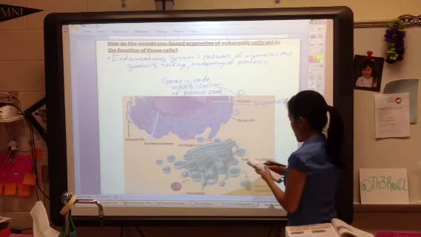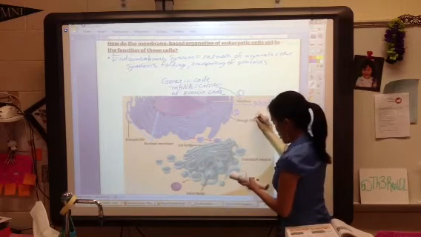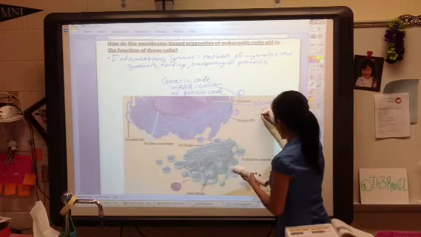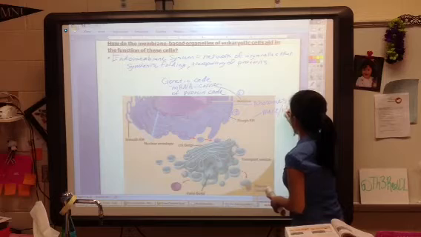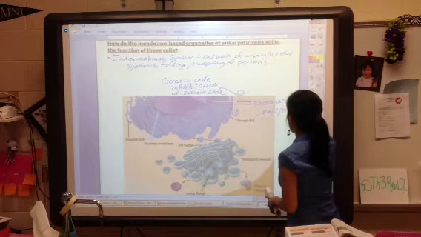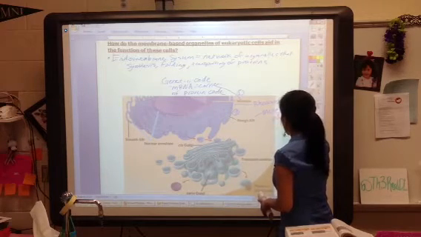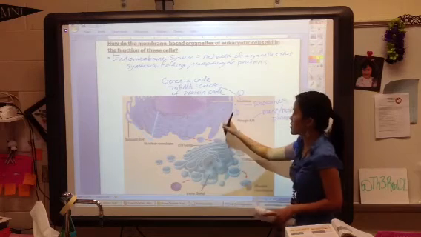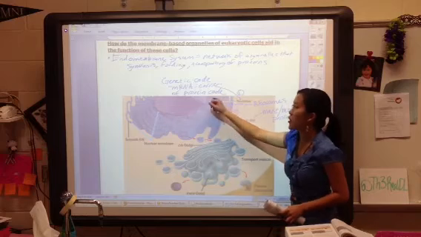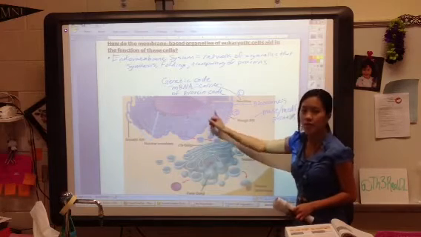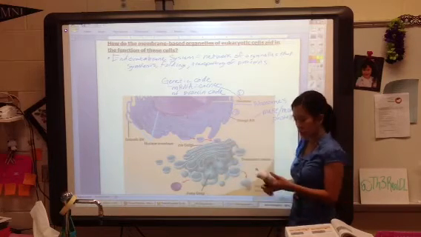But the rough ER is actually able to make and modify or fold proteins because those ribosomes are right there. The ribosomes will actually produce that amino acid chain. The amino acid chain would go within the rough ER, within the network, and the folding would actually occur within it.